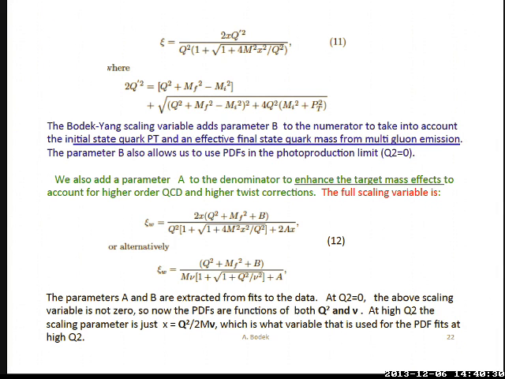And these are two ways to write it. But this one allows you to see that this CW becomes X at high Q square, and this CW becomes the Nachman variable if you assume B equal to 0, i.e. you go away from photoproduction.